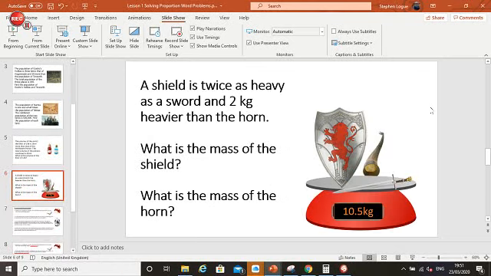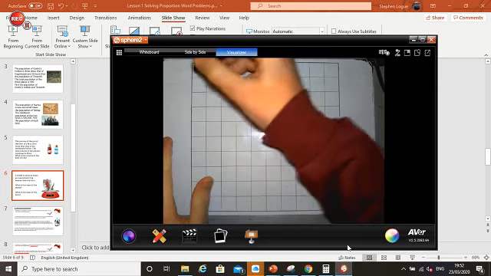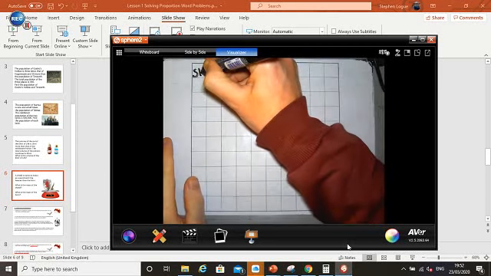If we look at the scales beneath the 3 items, they currently read 10.5 kilograms. But in the word problem, it's telling us that the shield is 2 kilograms heavier than the horn. So let's add that 2 kilograms on. And then share these amounts between these 5 parts. 1, 2, 3, 4, 5 parts. 12.5 kilograms shared between 1, 2, 3, 4, 5 parts.